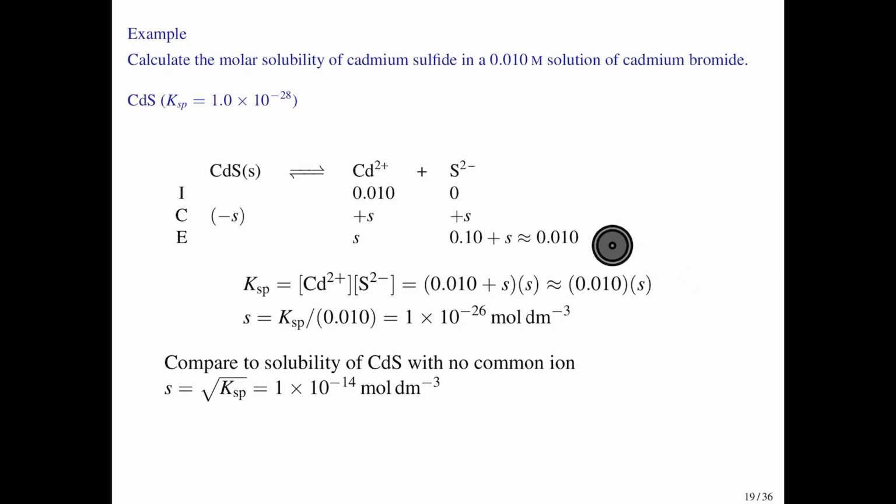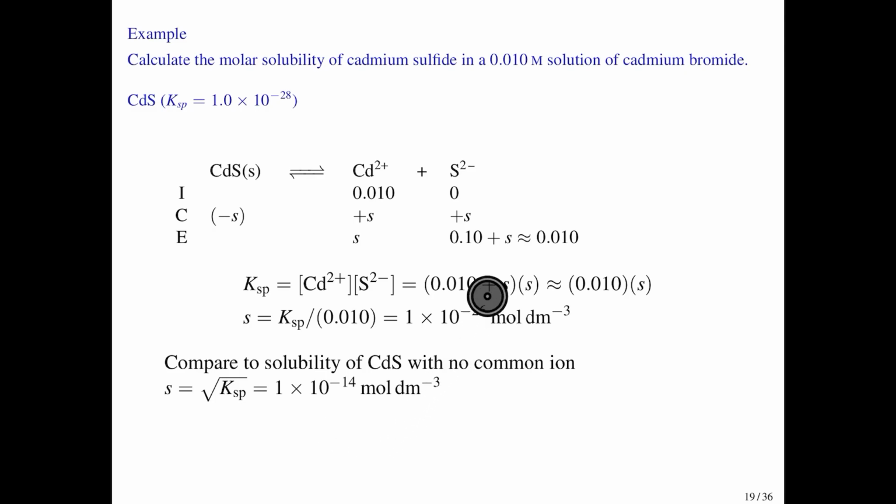In this case, you just take KSP divided by 0.01, and it gives you a solubility of 1 × 10⁻²⁶ moles per liter. So very, very small. For comparison's sake, what would be the solubility of cadmium sulfide without the common ion? And so this would be a separate problem, much like we did in the first video. Let's just consider cadmium sulfide by itself, no cadmium bromide present, and calculate the solubility of that compound from the KSP value. You find that you get a solubility of 1 × 10⁻¹⁴.